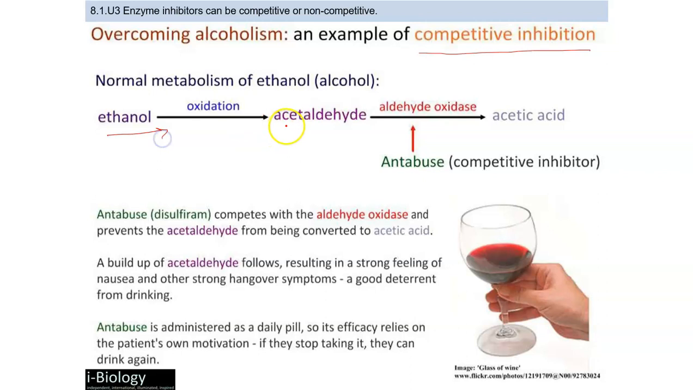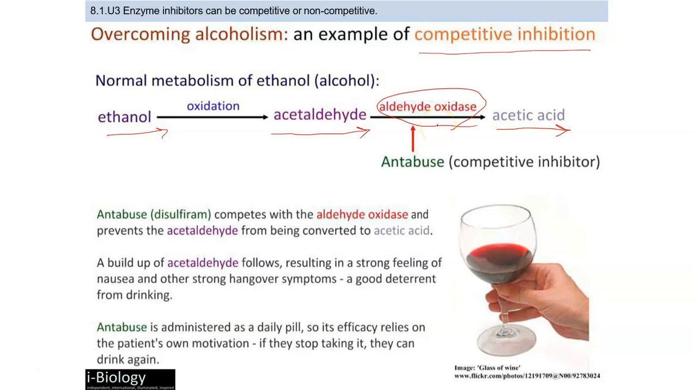Ethanol will be oxidized to acetaldehyde in a regular process in a metabolic pathway. And then, by aldehyde oxidase as an enzyme, it will be converted into acetic acid. That's how the ethanol will be converted to the final product, acetic acid.